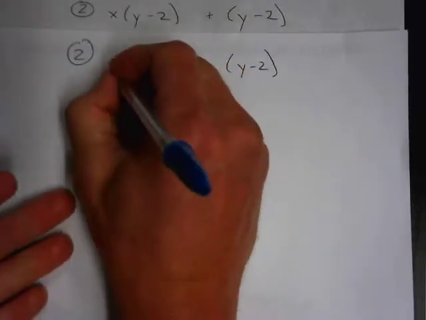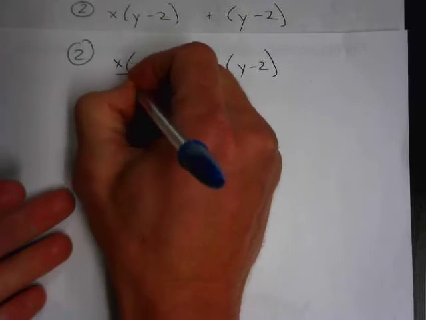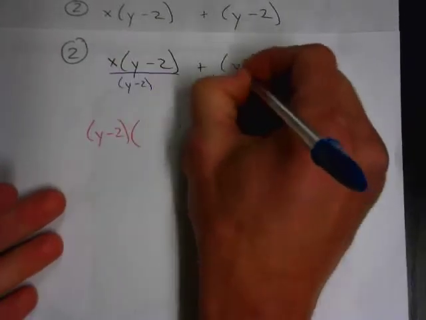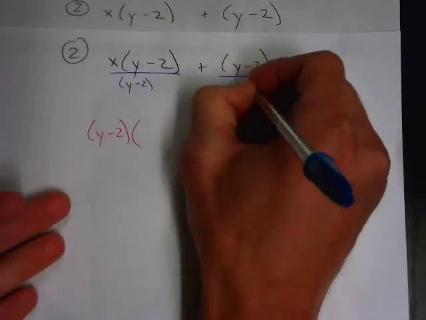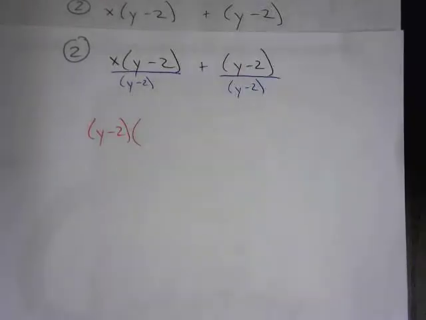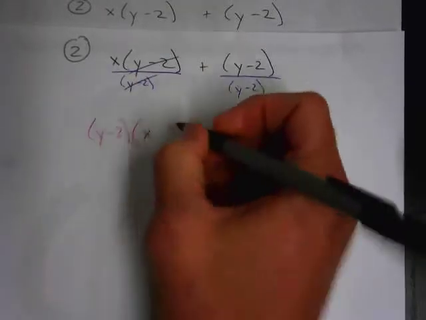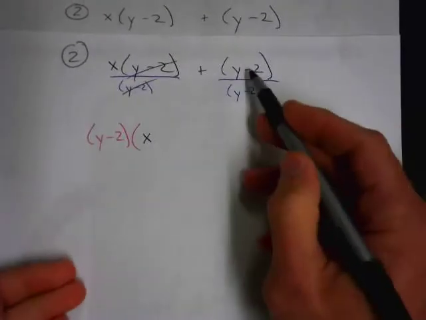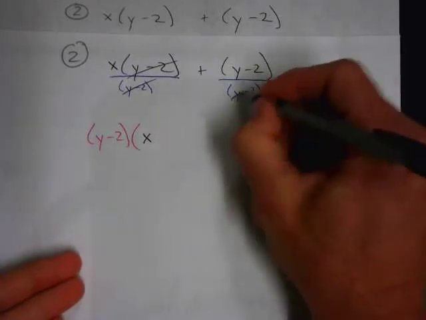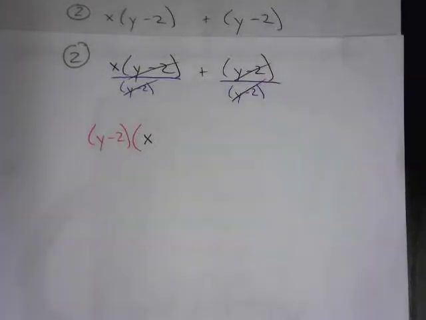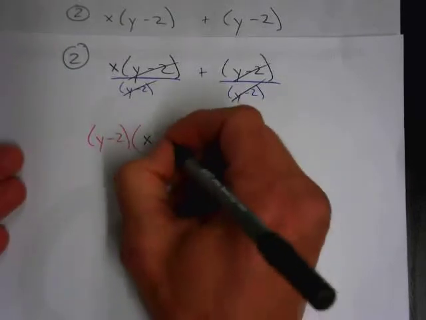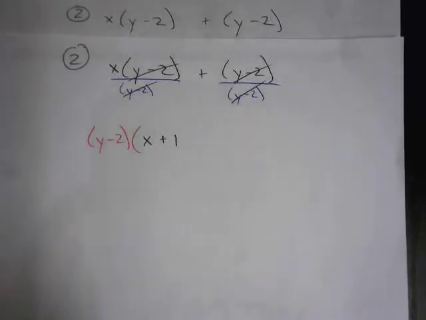So what will happen if we divide our first term by y minus 2, and what will happen if we divide our second term by y minus 2? Hopefully you see something that cannot be ignored. In the first term, when we divide by y minus 2, clearly our y minus 2's cancel. It leaves us with x. And then in the second term, we have y minus 2 divided by y minus 2. What is anything divided by itself? 1. So it doesn't disappear. It turns into x plus 1.